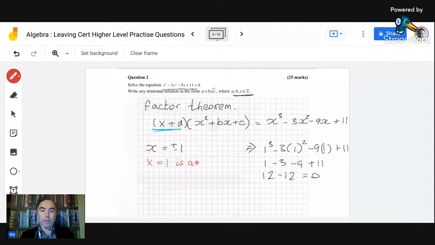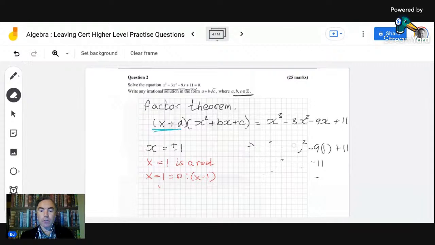So let's describe that. So that's the first part. So therefore, we can say that x minus 1 is equal to 0, which is a factor. All right, so we have a factor. So we have this part of the factor theorem, and now we're ready to actually do some long division. So let's make some room for the long division.